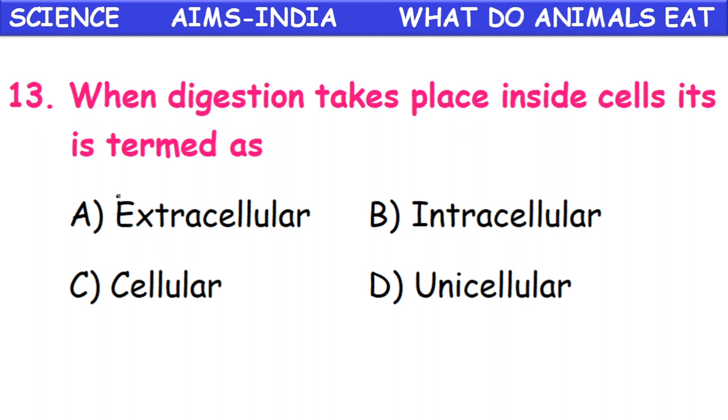When digestion takes place inside the cells, it is termed intracellular. Example, amoeba. If you take amoeba, this amoeba possesses a food vacuole. Inside the food vacuole, the digestion of food takes place. So such kind of digestion is called intracellular digestion.